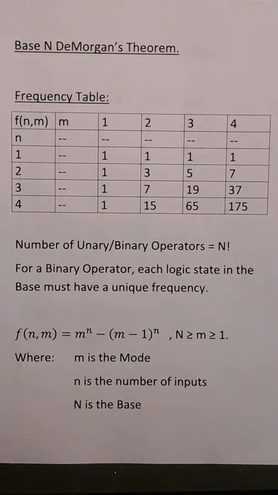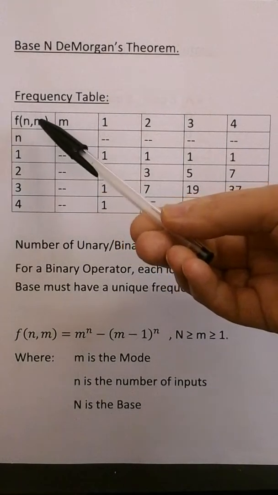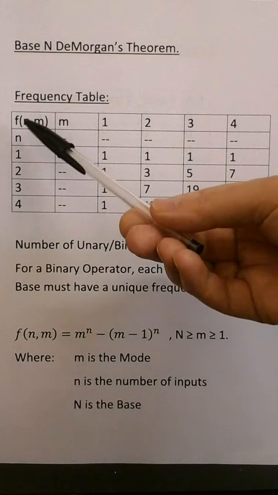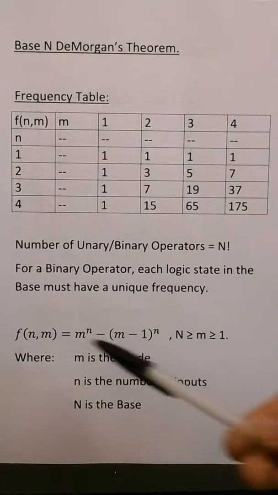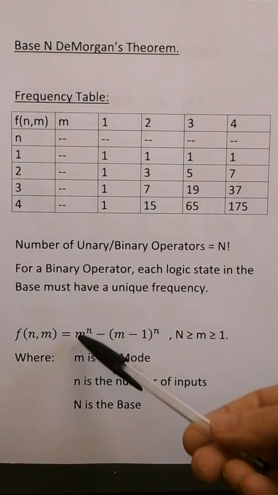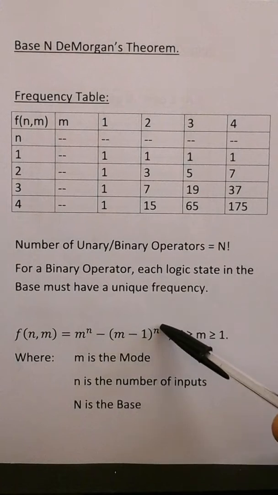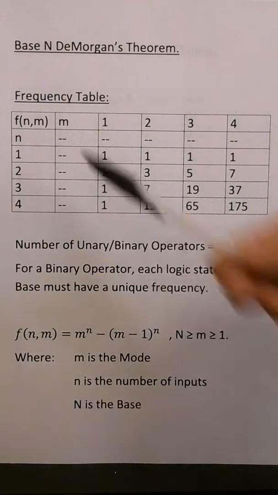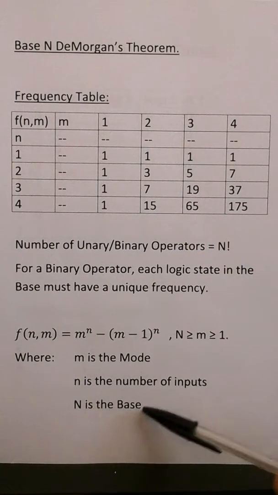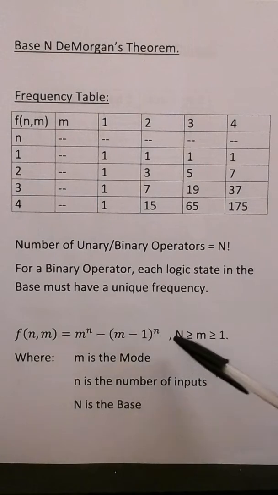Now, this is a frequency table for the output of a binary operator and unary operator. So here we have FNM, F for frequency, N is the number of inputs, and M is the mode. And we can see that FNM here is m to the n minus m minus 1 to the n, where m is the mode, n is the number of inputs, and capital N is the base. So m is between n and 1, where n is the base.